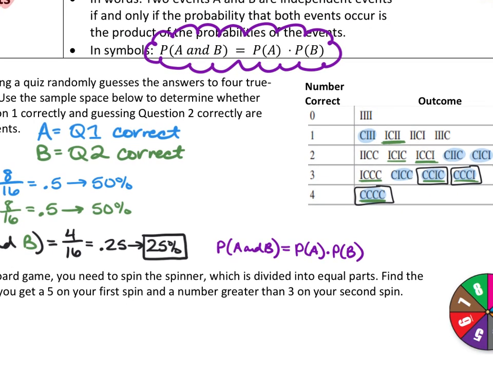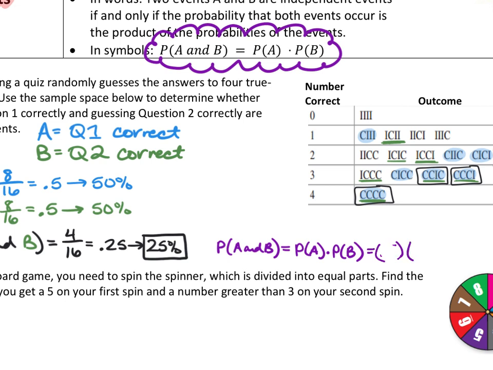What's the probability of A occurring? 50%. I'm going to go back to using the decimal just because we'd have to turn it into a decimal to type it in our calculator. What's the probability of B occurring?